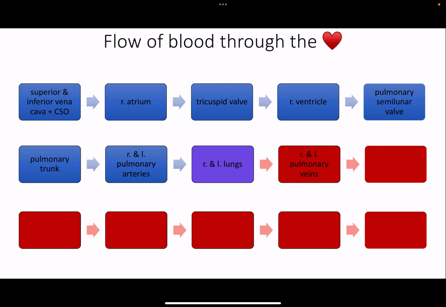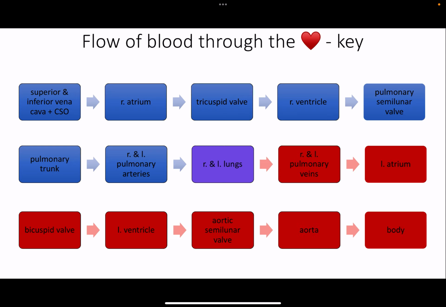And you'll notice that I went from blue to purple. Purple usually represents capillaries. That's where gas is going to be exchanged. And now we're oxygenated on this side. Our right and left pulmonary veins to the left atrium, through the bicuspid valve. Remember, we try before we buy. Left ventricle to the aortic semilunar valve, out the aorta, and then to the body.